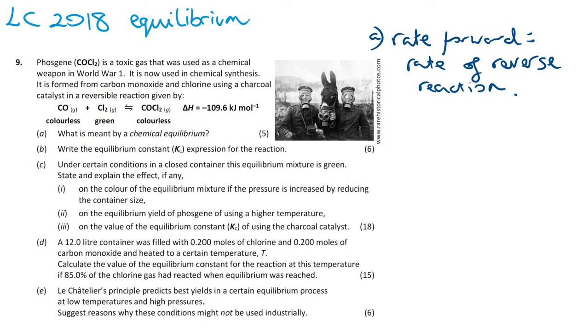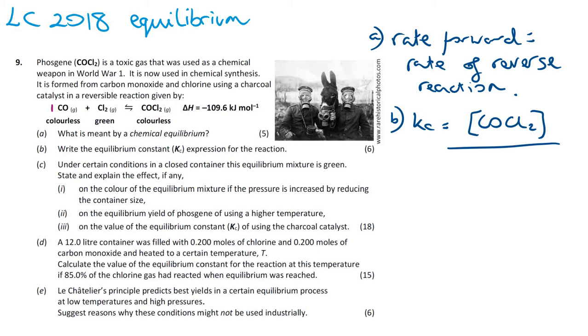Next part is to write the equilibrium constant Kc, which again comes up all the time. Kc is the equilibrium constant, so that is going to be equal to the concentration of the products, which is phosgene, COCl2. Square brackets indicate concentration, to the power of their stoichiometric equivalent, and that means the number that's in front.